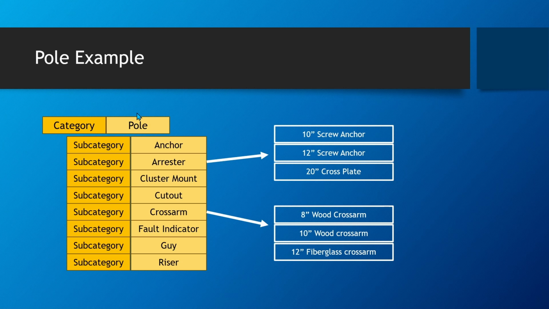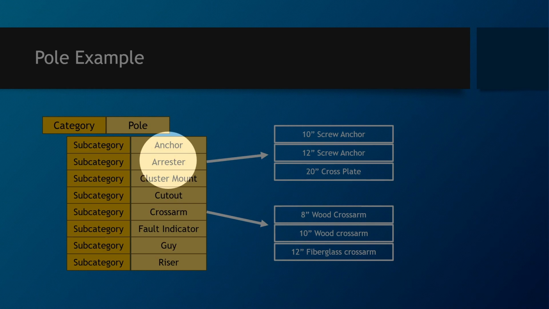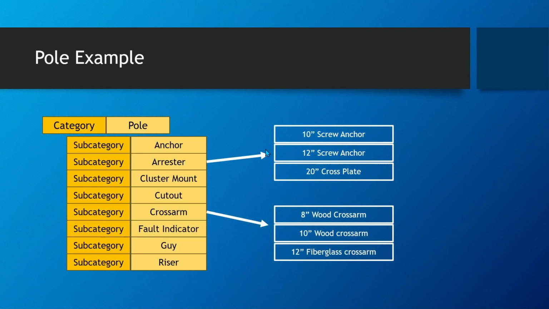When you're using the software and you pick a category and subcategory, then you're going to see a smaller list of options. Here I've picked the arrestor, and if you see where the arrow points to, you can see that shows me a short list: a 10-inch screwed anchor, a 12-inch screwed anchor, and a 20-inch cross plate. I could then select one of those assemblies, save that, and then continue on.